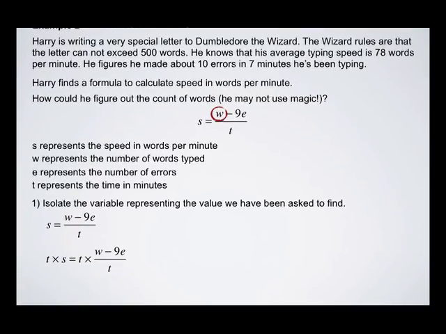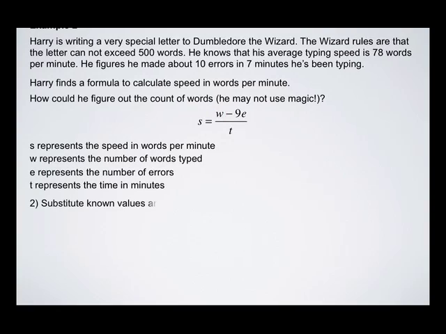Next, we'll eliminate the fraction by multiplying both sides by T. So we'll have Ts is equal to W minus 9E. Then, to isolate W, we'll add 9E to both sides. Doing so eliminates the 9E from the right side of the equation, leaving us with W is equal to Ts plus 9E. We can write it like that to be a little simpler.